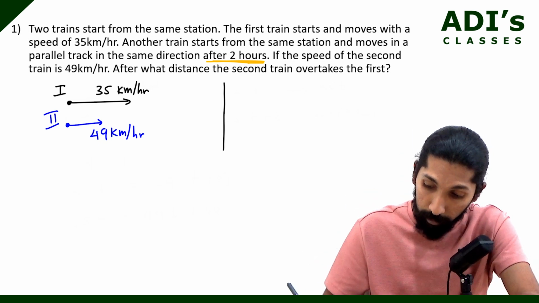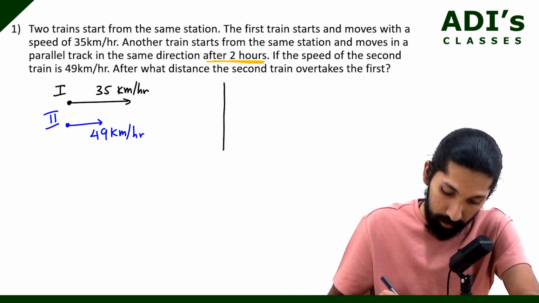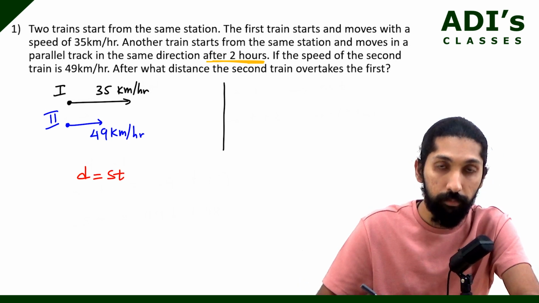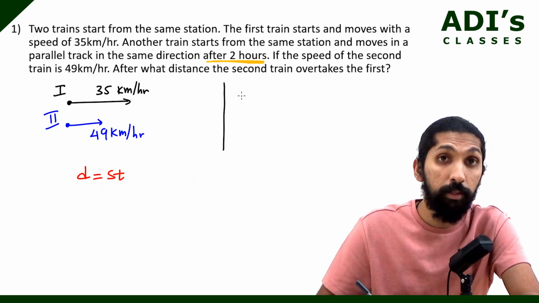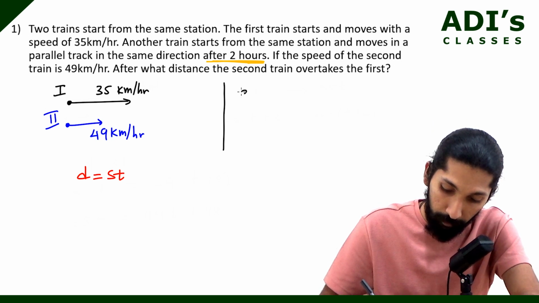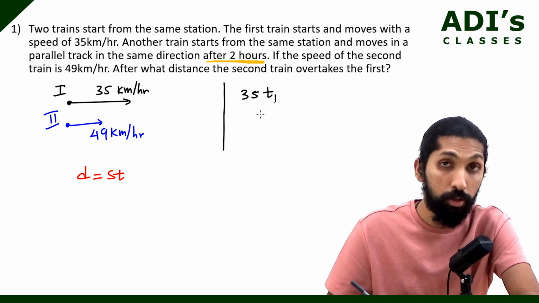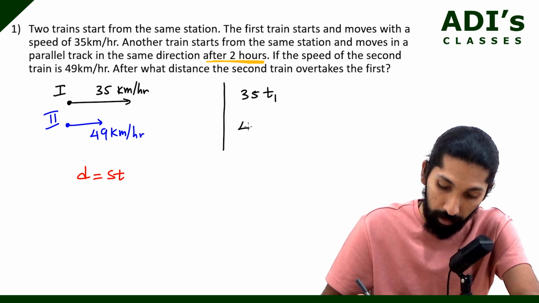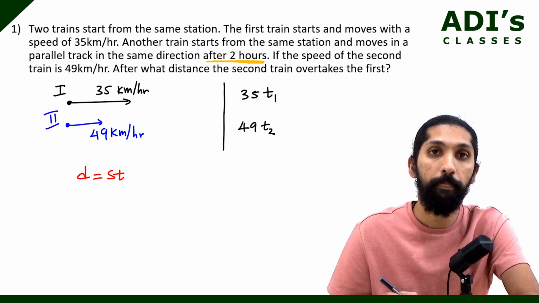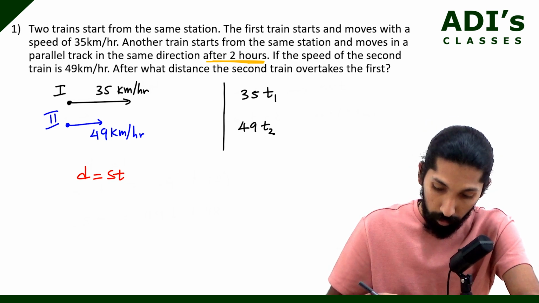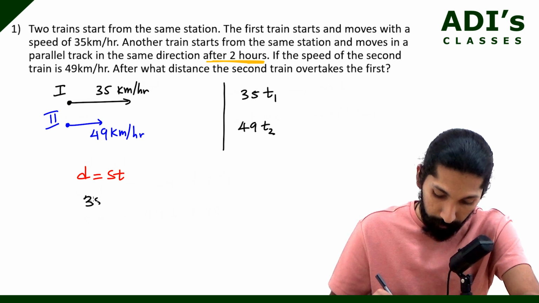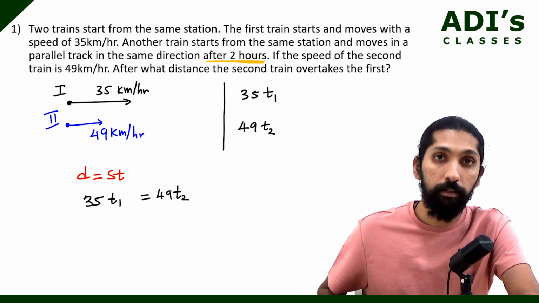So what is the formula for distance? Distance is equal to speed into time. Now, what is the distance traveled by the first train? Say 35 into T1, assume. Same thing for the second one will be 49 into T2. So 35 T1 and 49 T2 are the same. 35 T1 is equal to 49 T2.